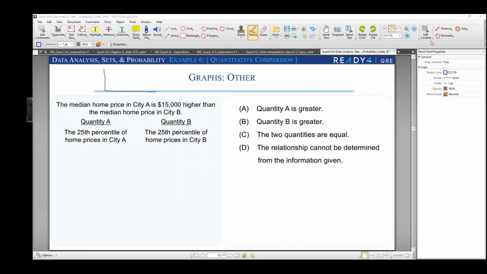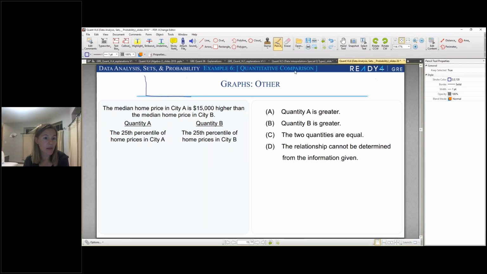Okay, cool. So we get an answer here. The median home price in City A is $15,000 higher than the median home price in City B. Okay, so with this one, yeah. So Lauren, you're saying D?